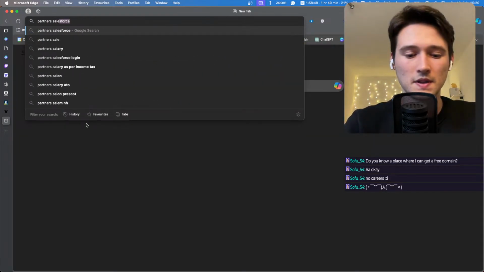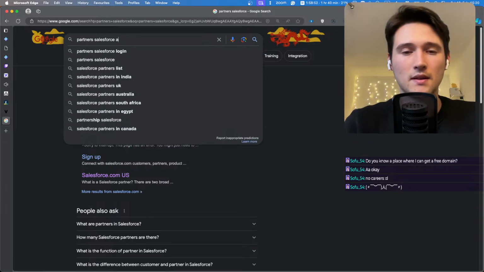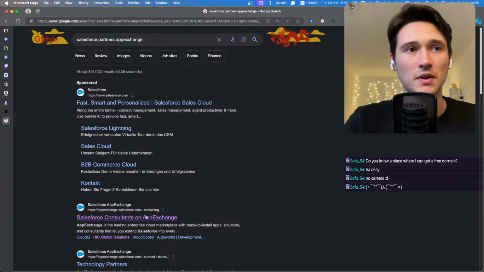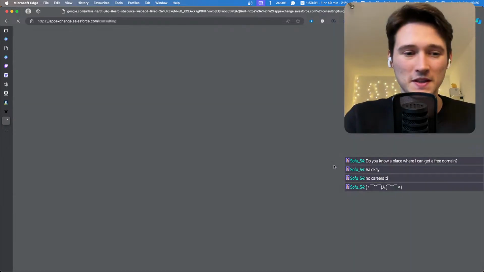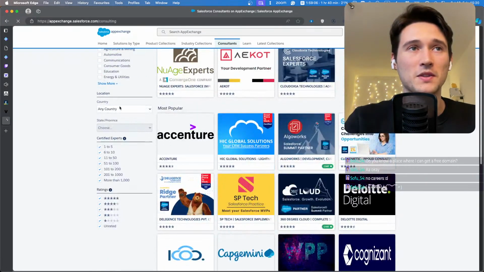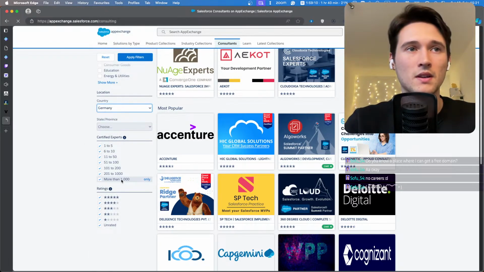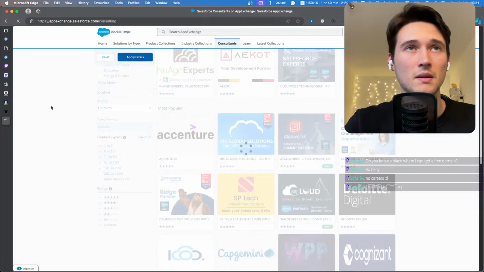Salesforce partners. Another question is, how do you know what companies to target? Well, you go here on the Apexsandbox, and you can find all the partners there. This is the coolest part. For example, you want Germany? Let's do Germany, and let's take out those that are above 1,000. Apply filters.